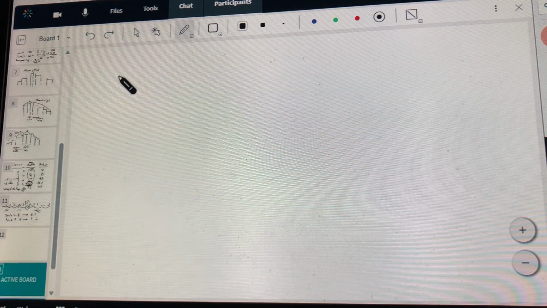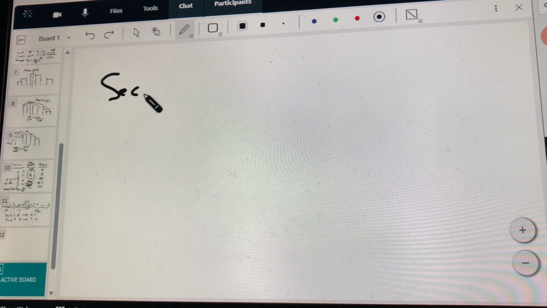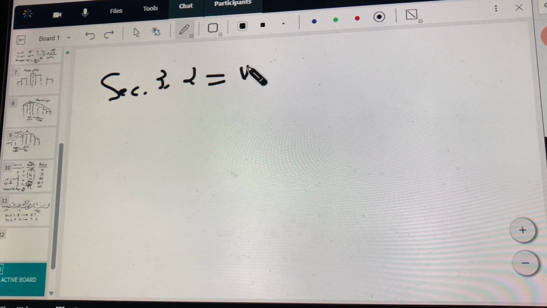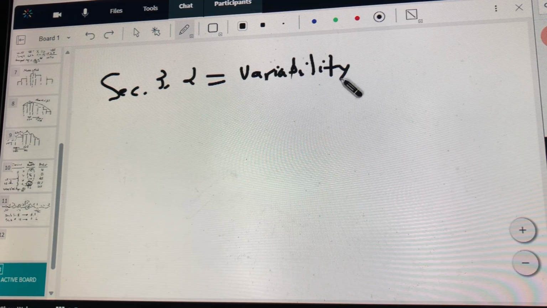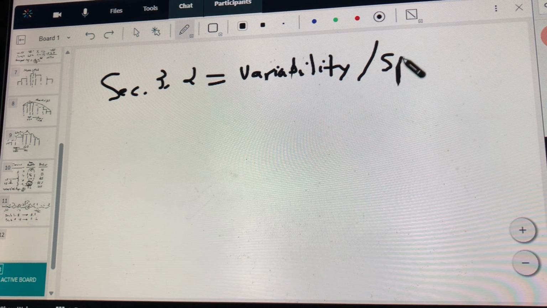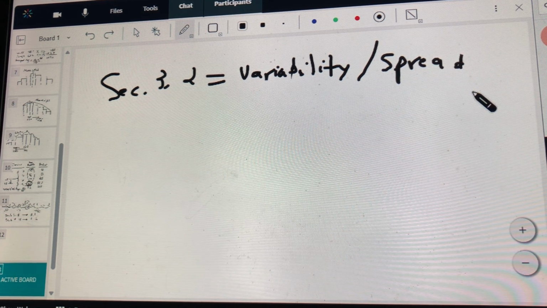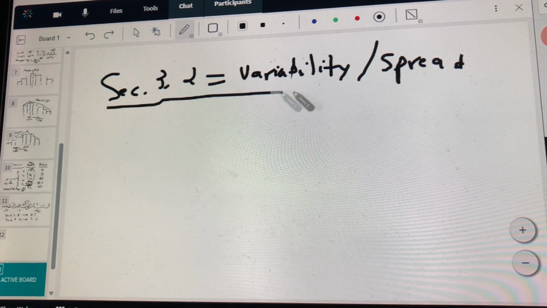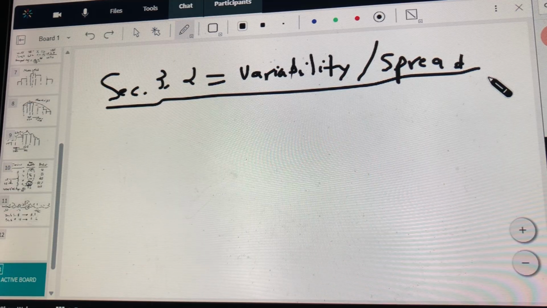In 3.2, this is called the variability or the spread. How does data spread out? You can be very narrowly spread or very widely spread and still have the same average both times. So a spread of data is a different concept than the center or the average. And there's 3 main ways to measure this.